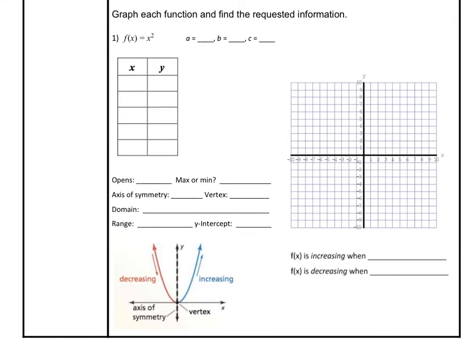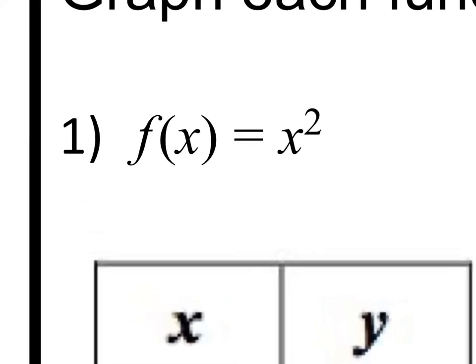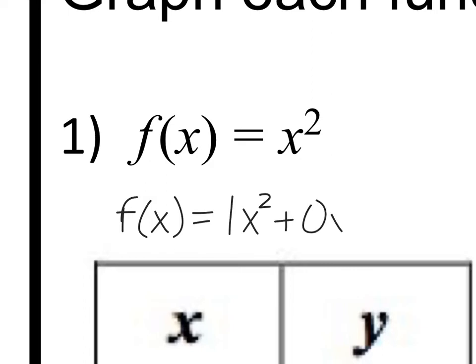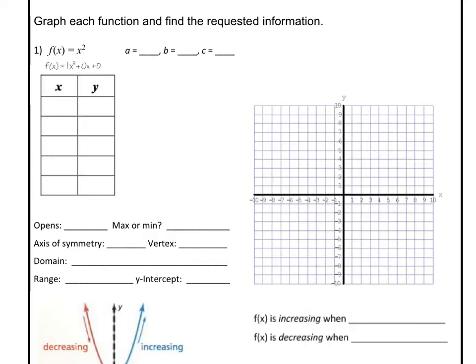f of x equals x squared, and we are going to rewrite this so it has three terms. I'm going to zoom in. f of x can be written as 1x squared plus 0x plus 0. That means that our a term is 1, our b term is 0, and our c term is 0.